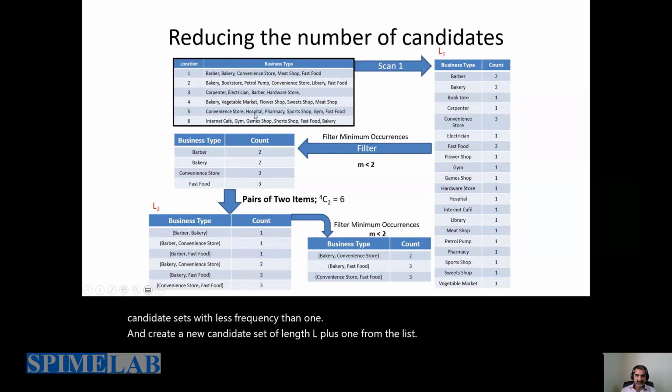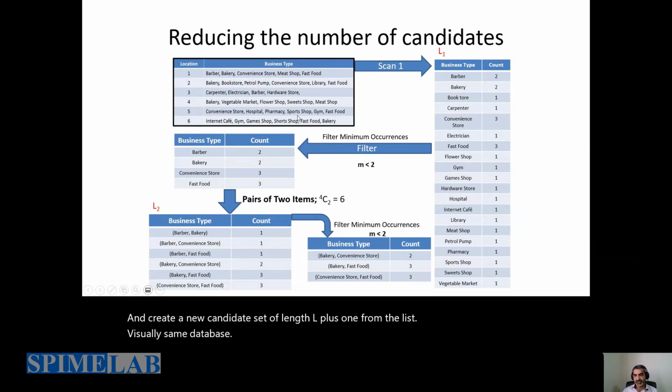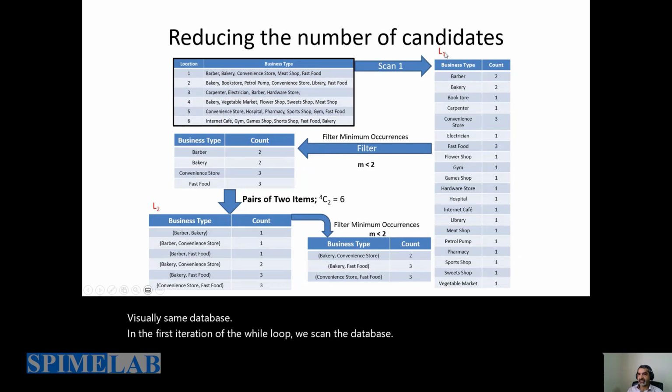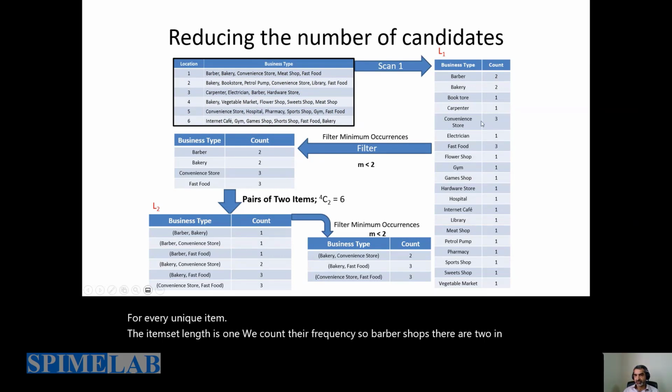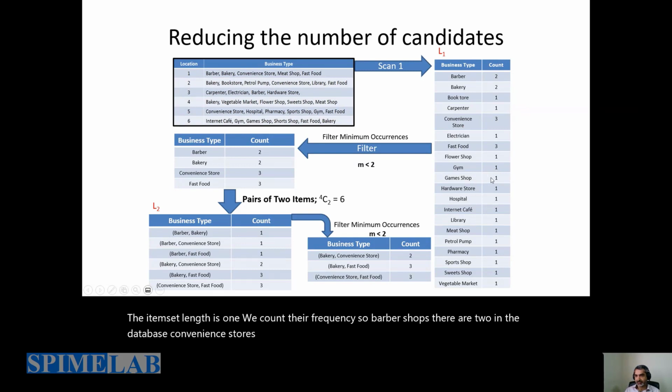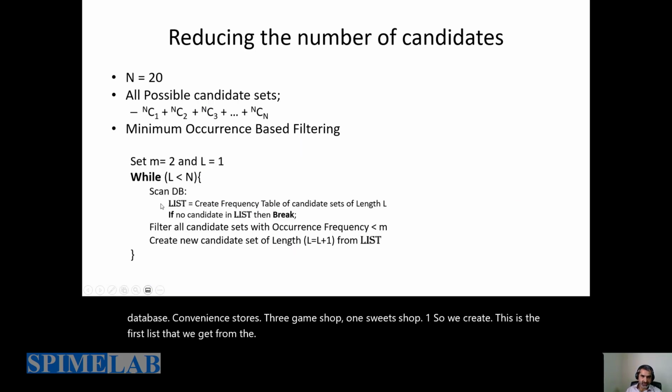Visually, same database. In the first iteration of the while loop, we scan the database. Our L is 1 here, so for every unique item, the item set length is 1. We count their frequency. Barber shops, there are 2 in the database. Convenience stores, 3. Game shop, 1. Sweets shop, 1. So we create the first list that we get from the first iteration of this algorithm.